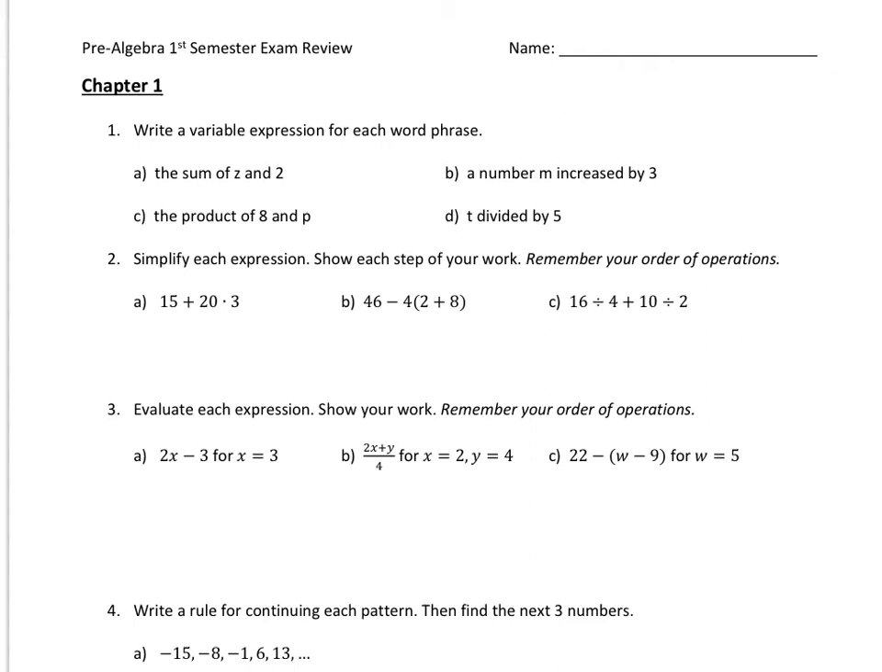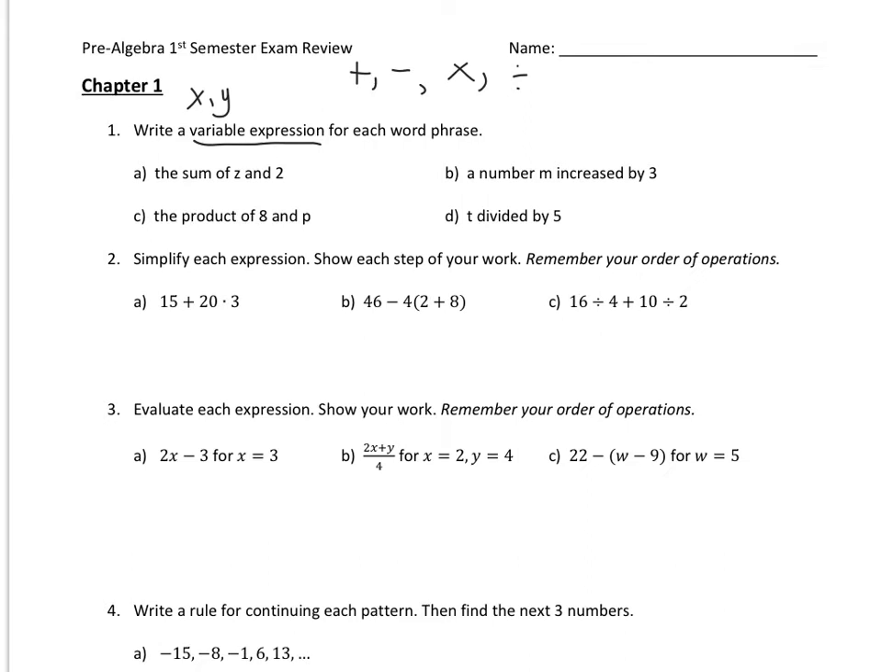Chapter 1. Write a variable expression. So a variable expression has a variable, like x and y, and some type of operation. An operation is plus, or add, subtract, minus, multiply, times, product, and divide, which can be quotient or divide.